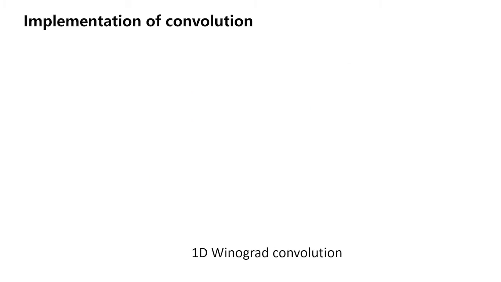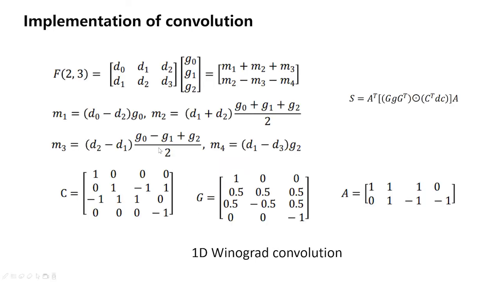Then we can transform the calculation to this form. The process can be expressed by this equation. We can see the result only requires 4 multiplications and 12 additions. Since multiplication is much more complex than addition, the total complexity can be reduced.